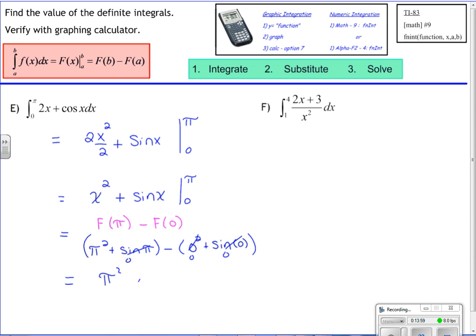If you put it in your calculator, please do. Verify that it's right. See that you can do the numeric integration on your calculator. You should get about 9.8696. Letter F. The integral of this, I would take a moment and rewrite this so that I get 2x over x squared plus 3 over x squared dx. I'm going to rewrite one more time to help myself. That's going to be an x to the -1, and then I've got a 3x to the -2 dx. Go ahead and integrate, and then try your fundamental theorem. See if you get it right.